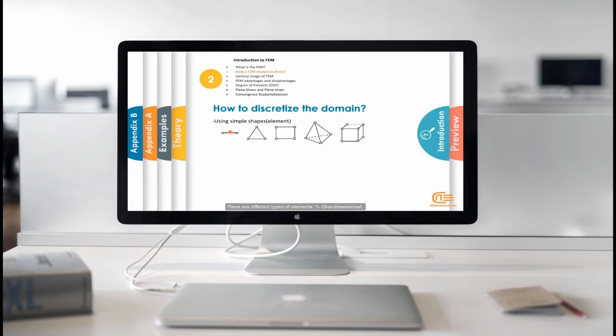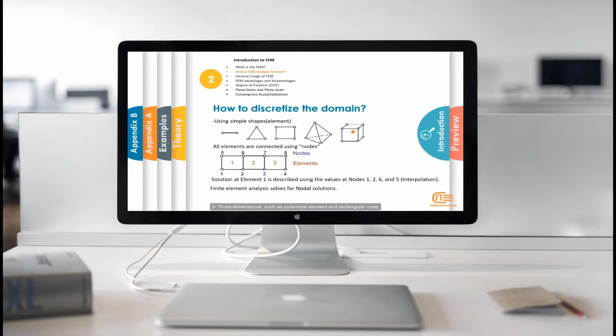Number 1, one-dimensional. Number 2, two-dimensional, such as triangular and rectangular element. Number 3, three-dimensional, such as pyramidal element and rectangular cube. All elements are connected by nodes, so some nodes are common.